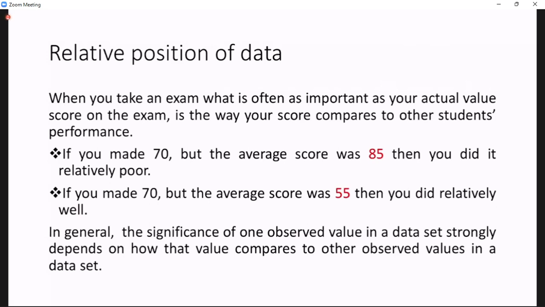Okay. What can you say? Actually, 70 score is not enough to give a conclusion because we need to consider the average score of that class.